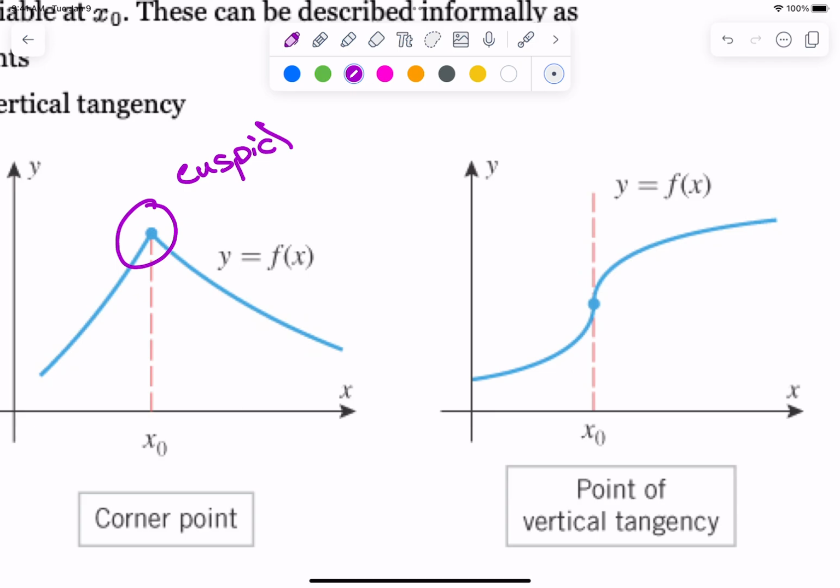You remember cuspids? You're making this up. I'm not making this up. That's a cuspid, right? You're just playing. No, don't lie. Technically it is. Yeah, see?